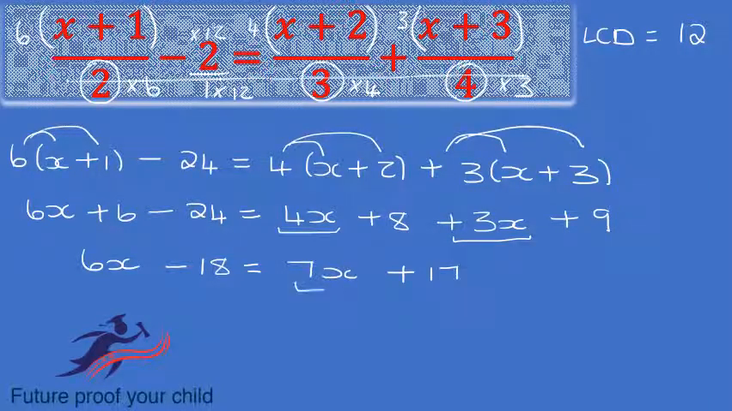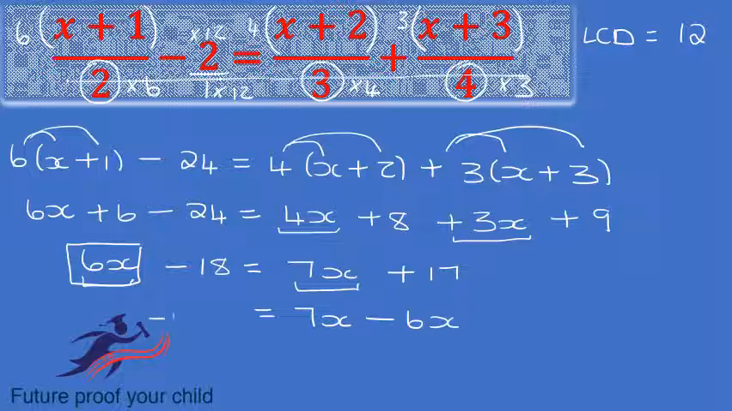I've got a positive 7x and a 6x. So the 7x is the bigger one, so I'm going to say keep it on this side and get rid of the 6x on this side by subtracting 6x. And then I've got a minus 18, so I'm going to get rid of the positive 17 by subtracting 17. So then minus 18 minus 17 is negative 35. And 7x minus 6x is 1x, or you can just write x.